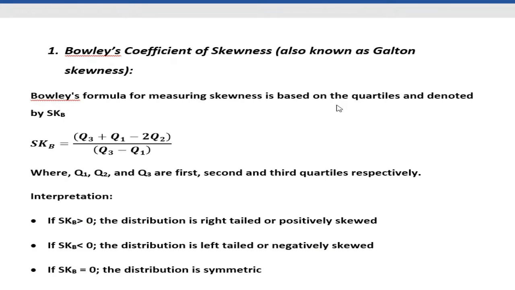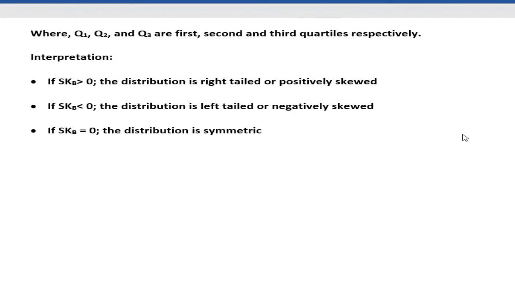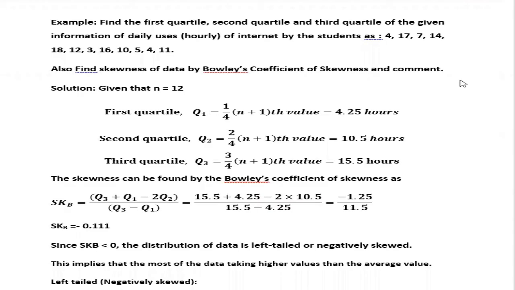Let us do a practical example. The daily internet used by the students in hours is given. From here, first of all, you have to calculate the quartiles: first quartile, second quartile, and third quartile. And from those values, you have to calculate skewness by Bowley's coefficient of skewness. Then you have to make the comment.